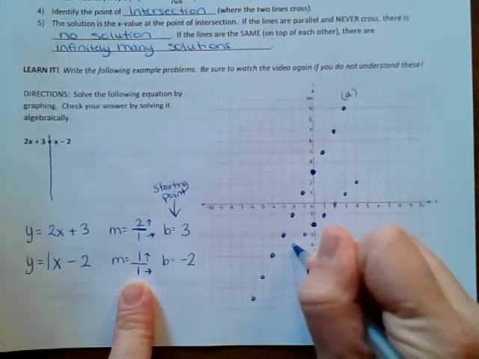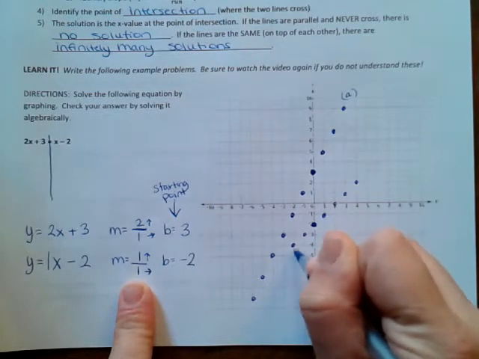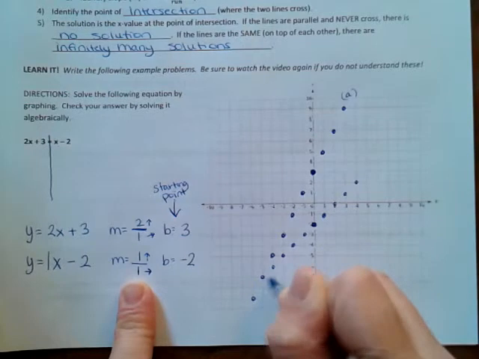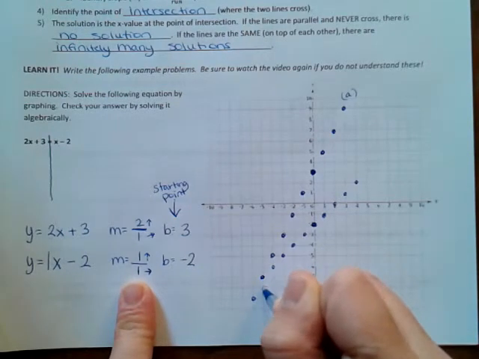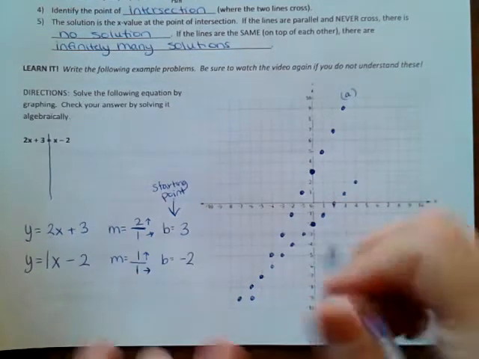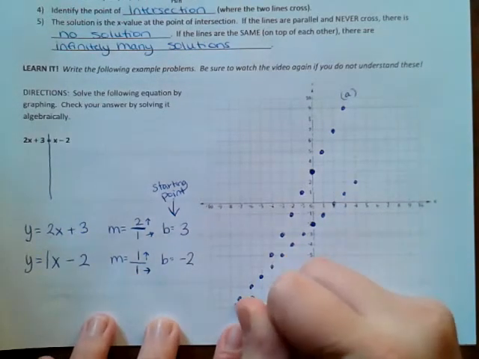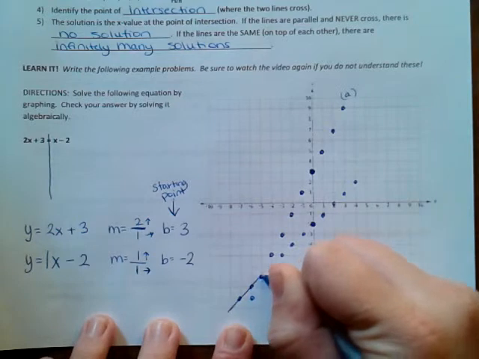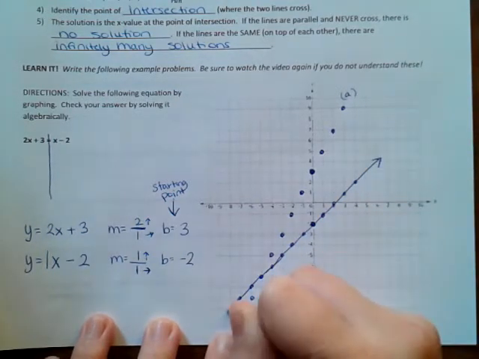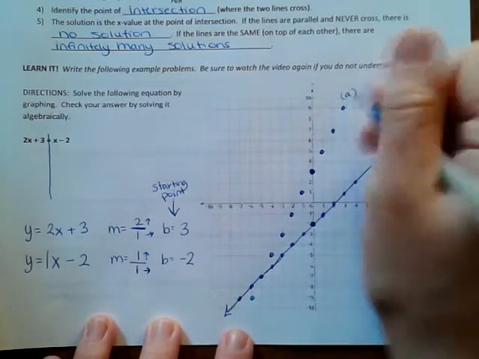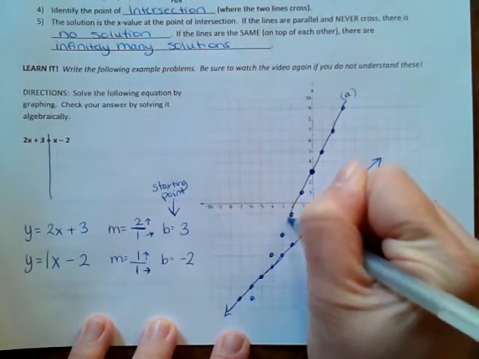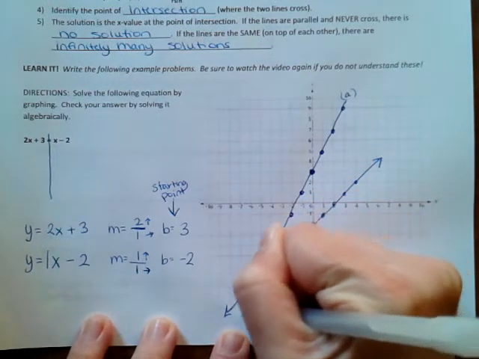Remember, I'm trying to find where they cross, so I'm getting pretty close here. Down 1 to the left 1, down 1 to the left 1, ooh, I found the point where they cross. Now I'm ready to draw in my lines, very carefully connecting all of these points. And I remember I put my arrows on both ends. And now I'm going to draw my other line, carefully connecting all of these points. It's really better if you have a ruler. I don't have one of those with me right now.